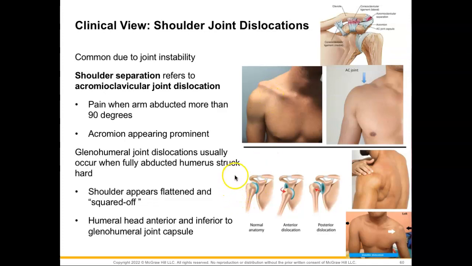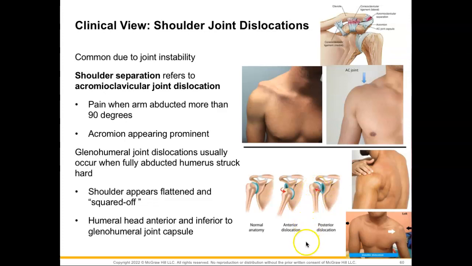We can also have glenohumeral joint dislocations that would occur when a fully abducted humerus was struck hard. So you can imagine this would happen in a lot of sports, especially within basketball or volleyball, where you are reaching up often. And the shoulder is going to often appear that it is flattened or squared off, and the humeral head will move anterior and inferior to that glenohumeral joint capsule. And we can have an anterior dislocation or a posterior dislocation.